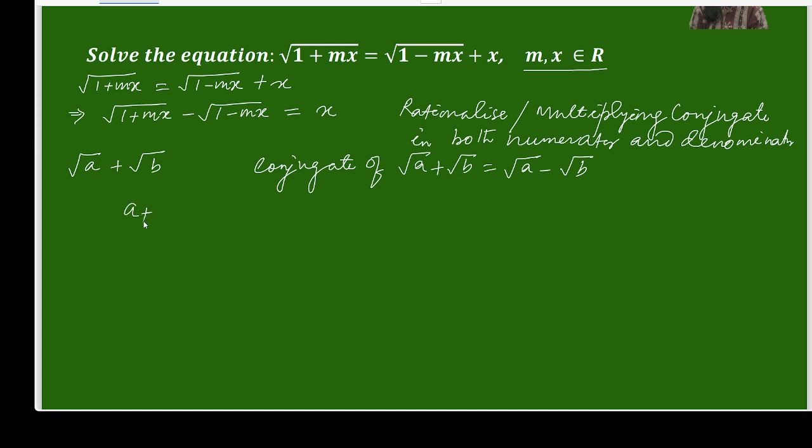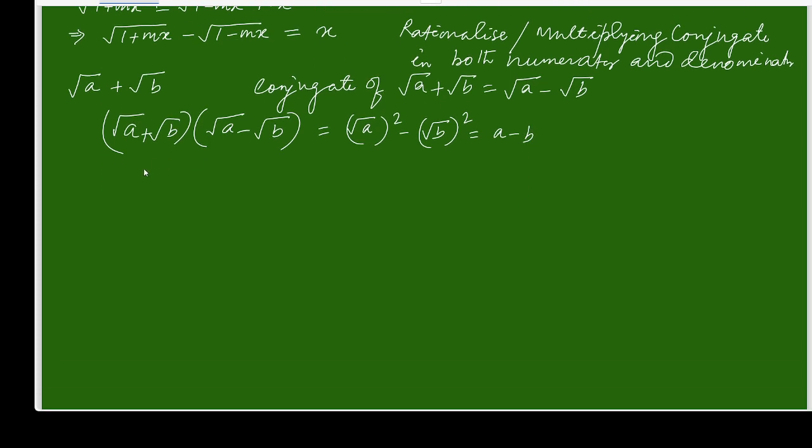Because when I multiply square root of A plus square root of B with square root of A minus square root of B, it becomes square root of A squared minus square root of B squared, that will be A minus B, a rational number. So that's why this is called rationalization. Similarly, when it is negative, we multiply with the conjugate, and it gives the same result. So we are now coming back to the question.